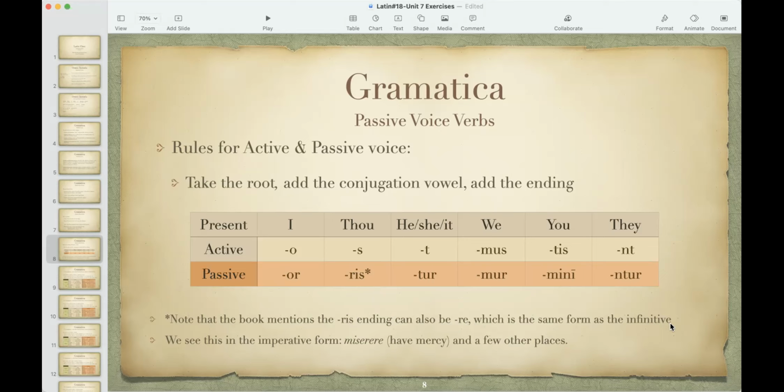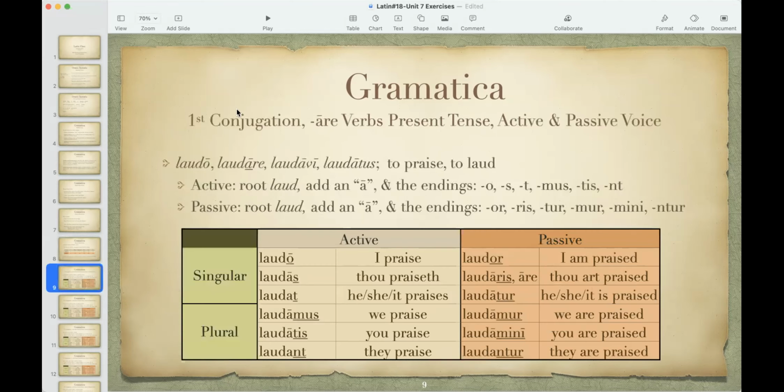Generally, it's not seen that way unless you're using the imperative form. So if the misereor, to I have mercy. So when we say have mercy, O Lord, it's miserere. So we take the miser and the ere, and this is the infinitive form. So you will see it in the imperative form and a few other places, but generally speaking, it's the RIS form ending. And for now, I'm going to always use RIS, or the RIS ending, except in an imperative form. So what do we have?